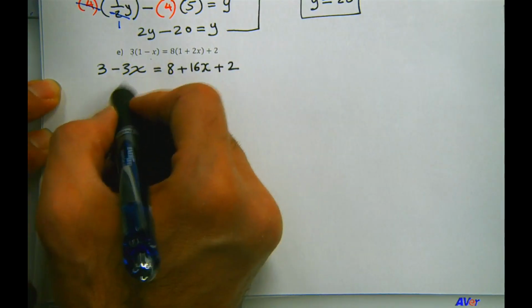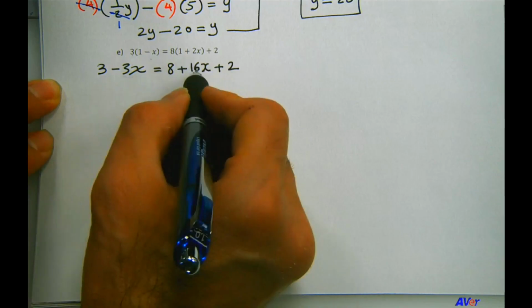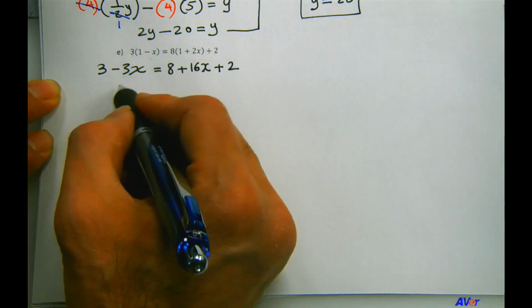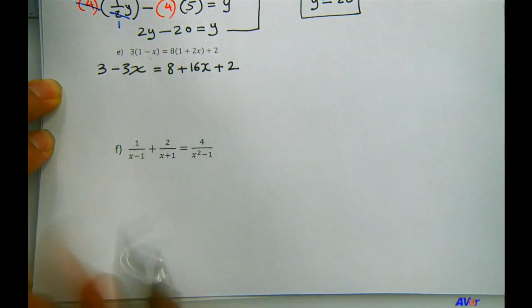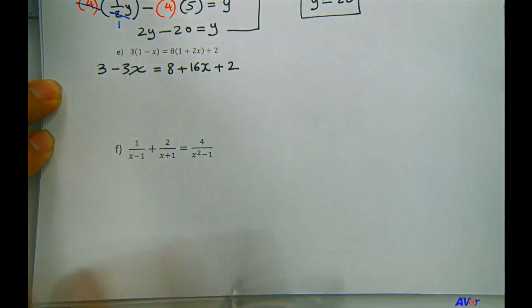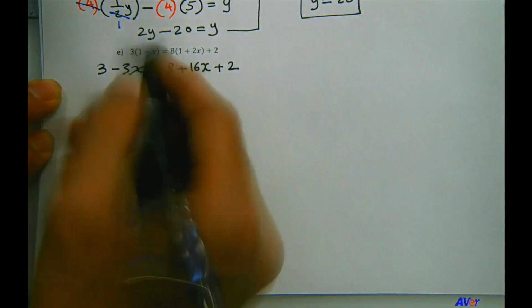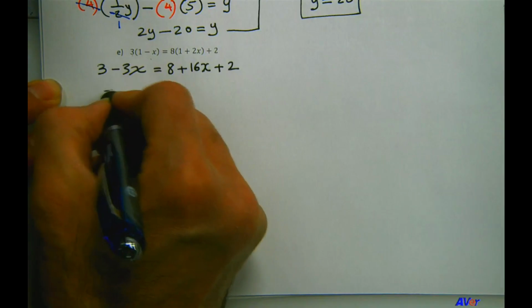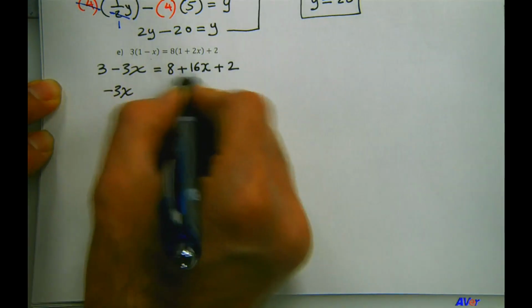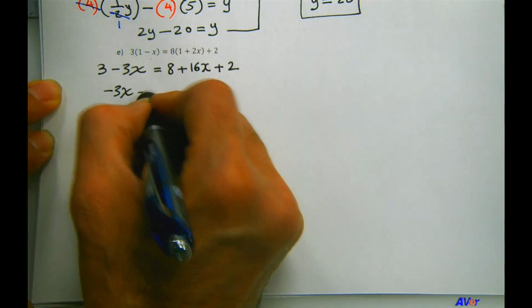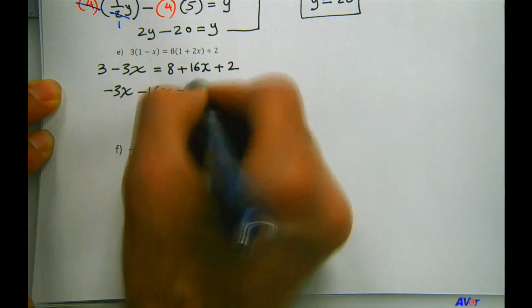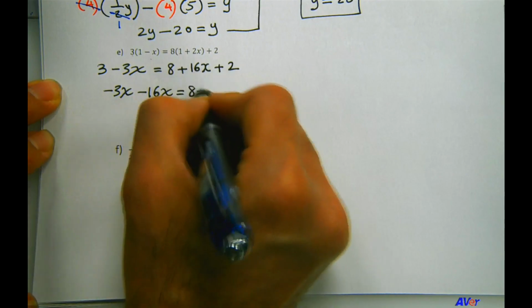Okay, so now let's put anything that has x in it on the left, anything that is a constant on the right. And that's my habit. Every time I'm solving for x or any variable, I put that term on the left, not on the right. That's what I prefer. So minus 3x, we have a positive 16x on the other side. Let's move it to the left. So minus 16x equals 8 plus 2.